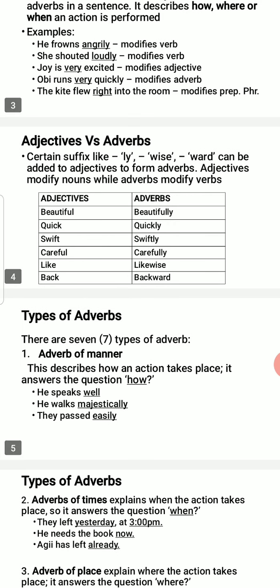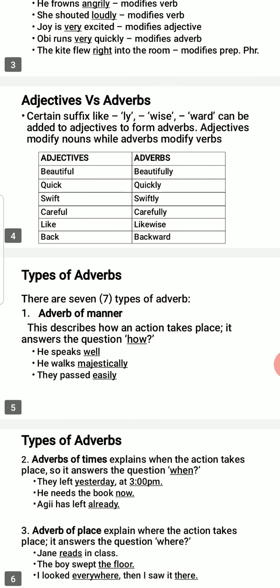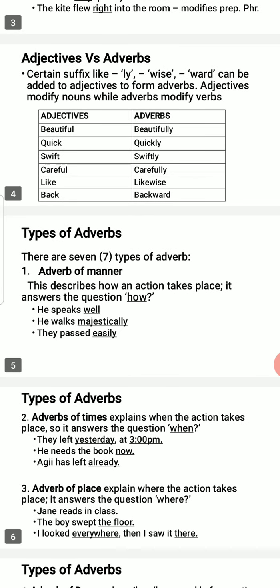And in like manner, we can use the other adverbs there to form our own sentences. We want to go further to types of adverbs. And like I said before, there are about 7 of them. And we're going to take them one after the other. The first one is adverb of manner.